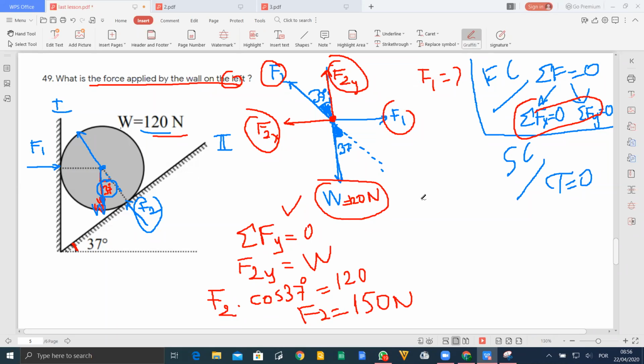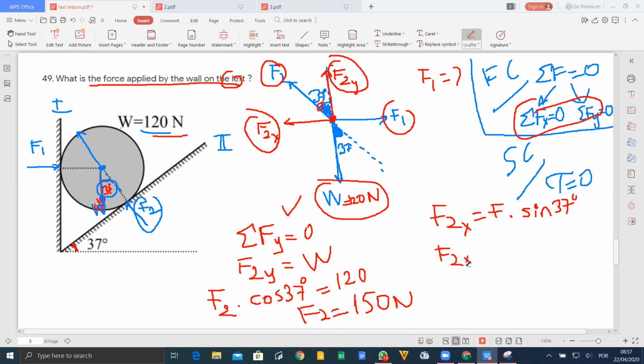But the question is F1. To get to F1, we need to find F2x. What is F2x then? F2x is equal to F times sine 37. If you see that from the figure, sine 37. Be careful, I'm using this angle. According to that, this is sine 37.